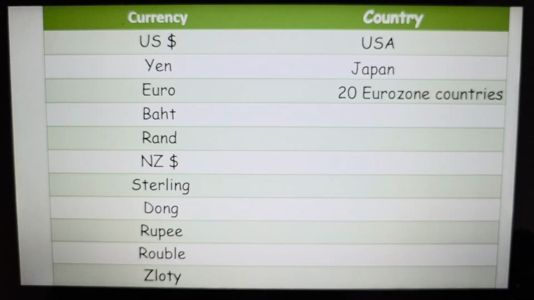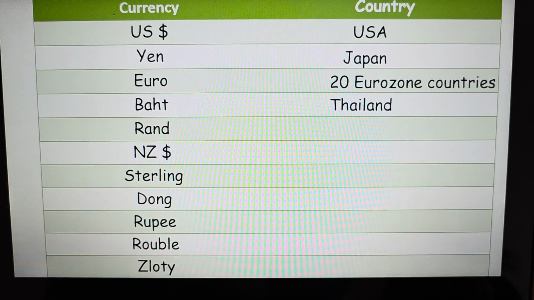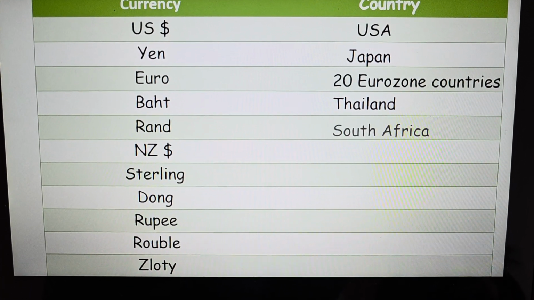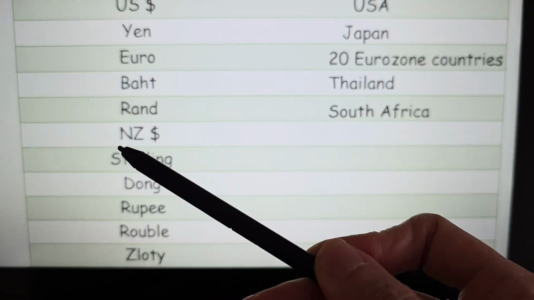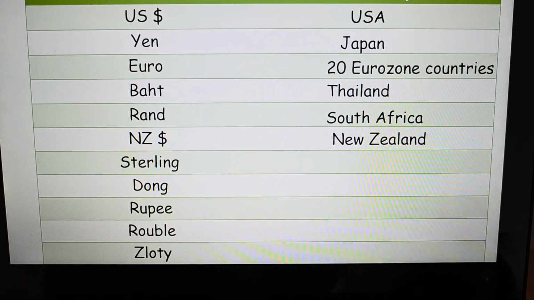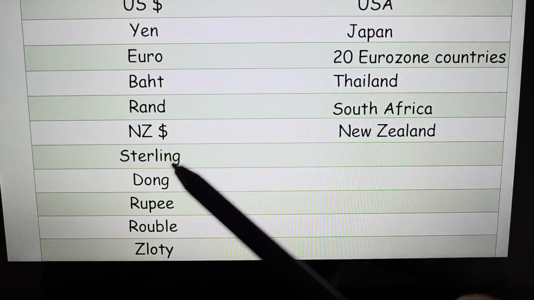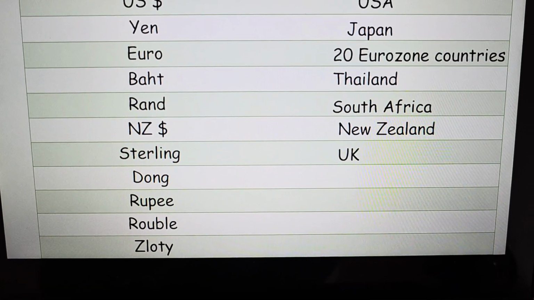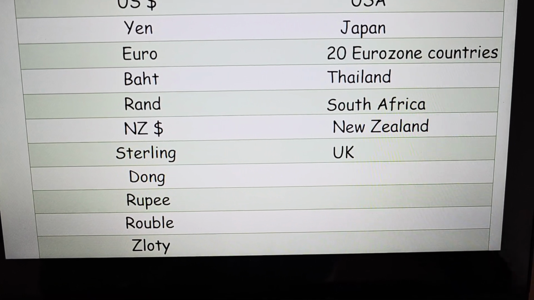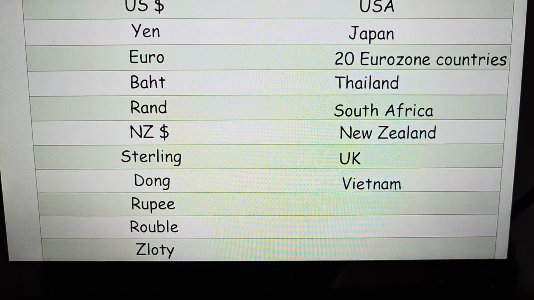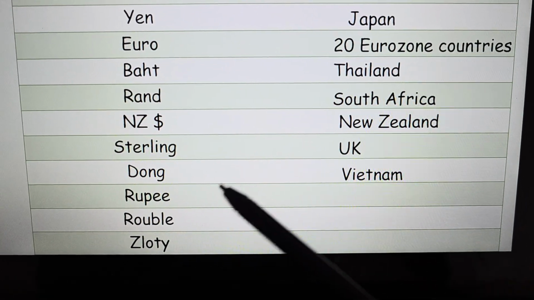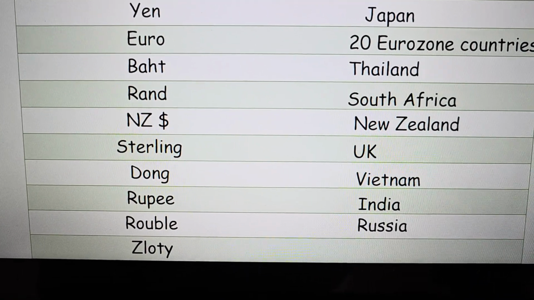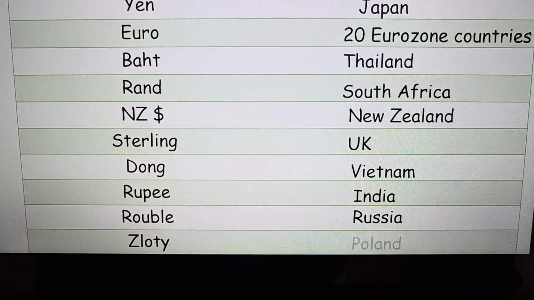The next one, the baht. Okay, that's the Thai baht. So it comes from Thailand, the Thai baht. The next one is the rand, which is the South African rand. The next one, well, NZ for New Zealand, dollar. So NZ gave that away, so New Zealand dollar. The pound sterling is in the UK. So that's Northern Ireland, Scotland, Wales and England. They all use the sterling. The dong, so that's the Vietnamese dong, so Vietnam. The rupee is the Indian rupee, so India. The ruble is Russia. And zloty is Poland.